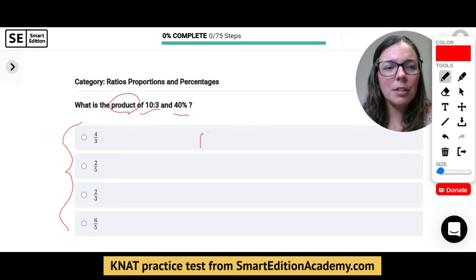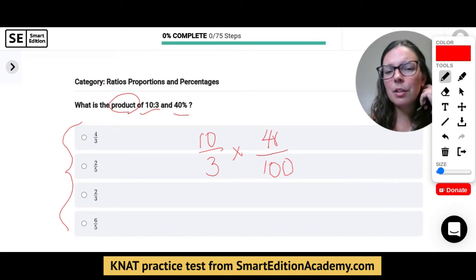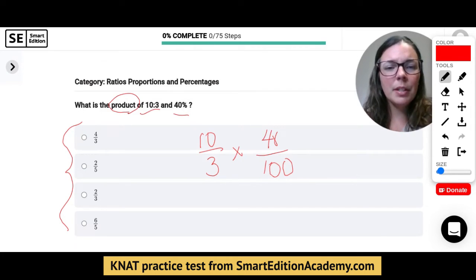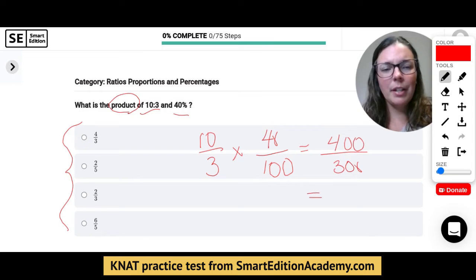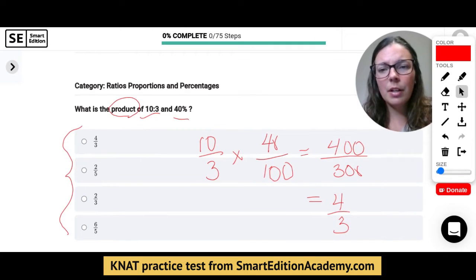So 10 to 3 is 10 over 3. And I'm going to multiply that by 40%, which is the same thing as 40 out of 100. Remember, percent means out of 100. So 10/3 times 40 over 100. So I could just multiply across the top and across the bottom. And this would just be 400 over 300. Divide each of those by 100, and I'll get 4/3. So 4/3 is our answer.